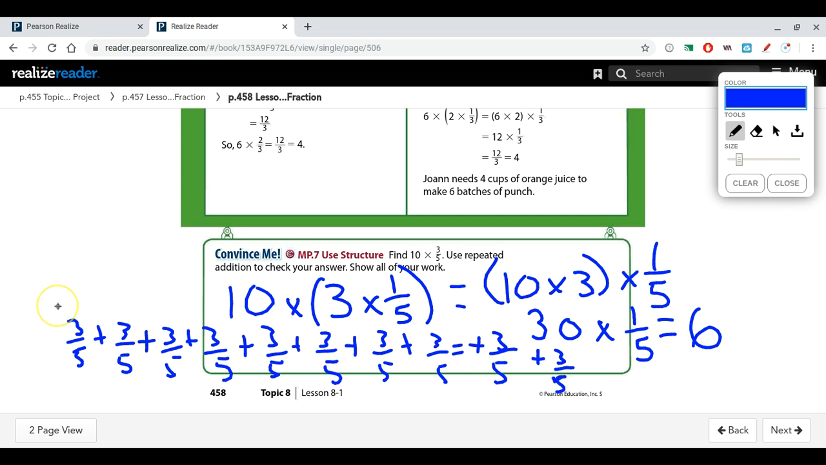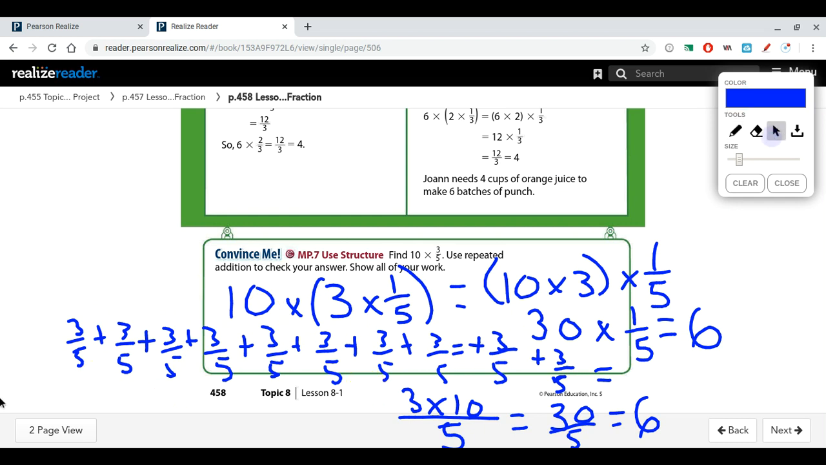So the 5th doesn't stay the same, right? Our denominator 5 does not stay the same. So I'm going to put that down there. I have 1, 2, 3, 4, 5, 6, 7, 8, 9, 10. So it's 3 times 10. So this equals 30/5. 5 goes into 30 6 times. So 2 different ways of solving the problem.